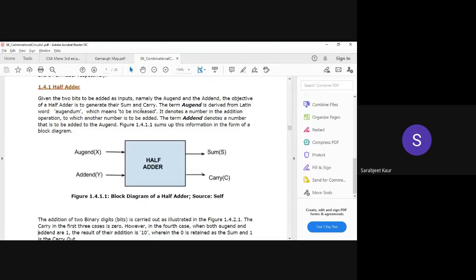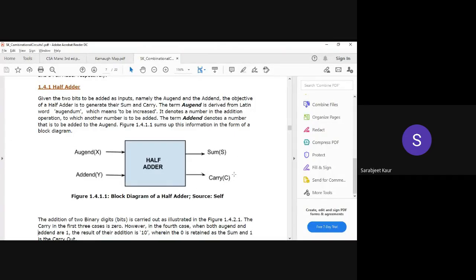So what we want to do is actually x plus y, where x and y in this case are Boolean variables. So we are going to be adding two bits here, right? So let x be the augend and y be the addend. The objective of a half adder is to generate the sum and carry. Obviously, the objective of any adder is actually to generate the sum and a carry if there is any, right?